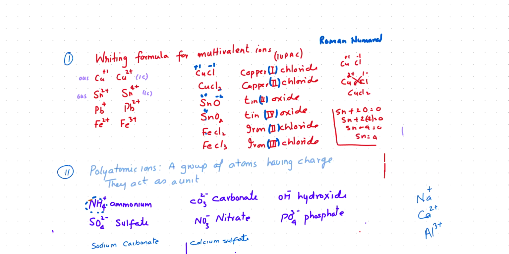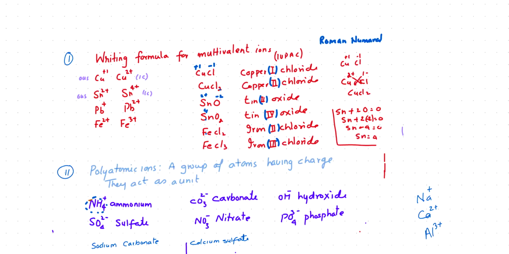So how will you know in SnO2 that Sn valency is 4? You can calculate and check. One Sn atom and 2 oxygen atoms are there, and total charges should come to 0. We don't know the Sn charge. We know oxygen charge is -2, so 2 times -2 becomes -4. So Sn minus 4 equals 0, Sn equals 4. So now we know the charge on Sn is +4, so we write tin 4 oxide.